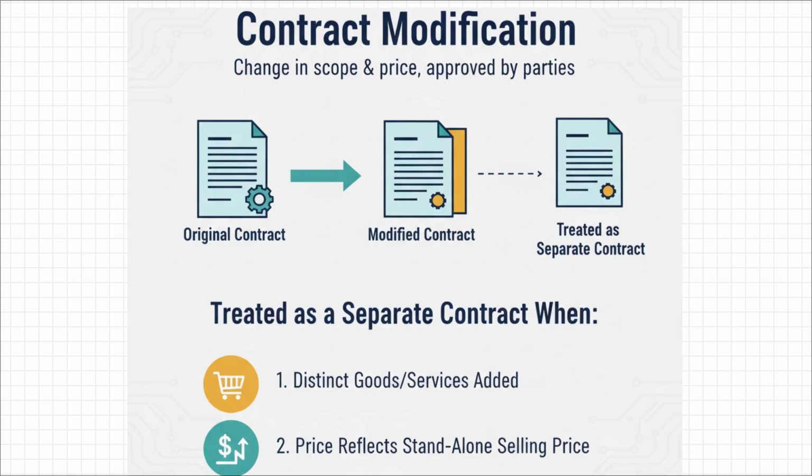Example: a builder signs a $100,000 garage contract, then the customer adds a $20,000 shed. If that shed is priced separately and could stand alone, treat it as a new contract. If not, adjust the old one.